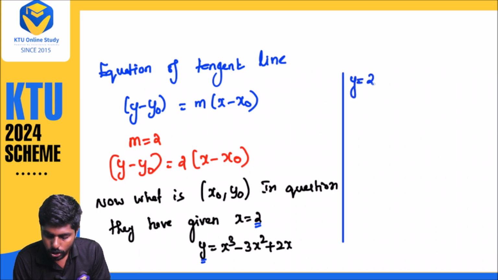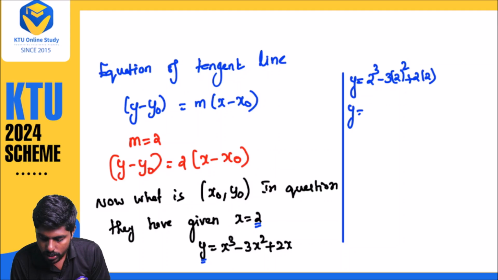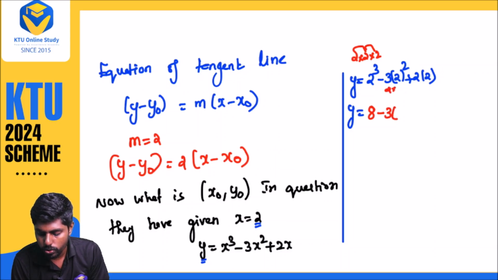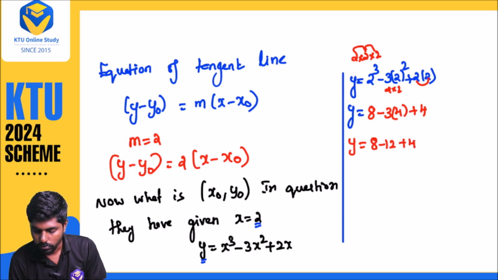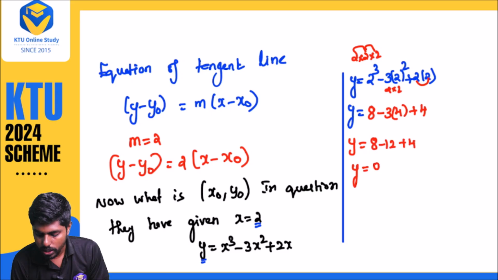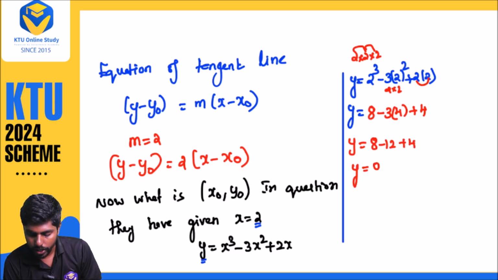So 2 cube minus 3 into 2 square plus 2 into 2. So y is equal to, what is 2 cube? 2 cube is 2 into 2 into 2, that is 2 2s are 4, 4 2s are 8. So 8 minus 3 into, what is 2 square? 2 square is 2 into 2, that is 4, plus 2 into 2, that is 4. So y is equal to 8 minus 12 plus 4. Our y is equal to 0.